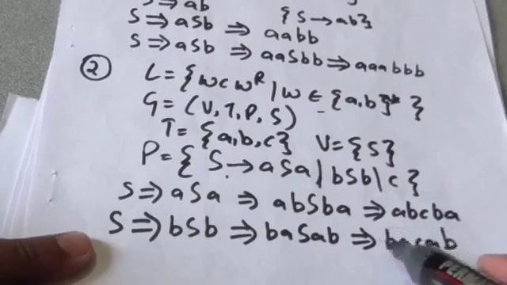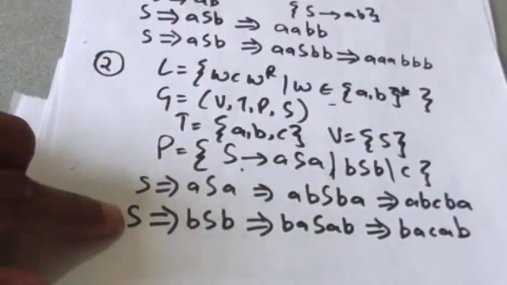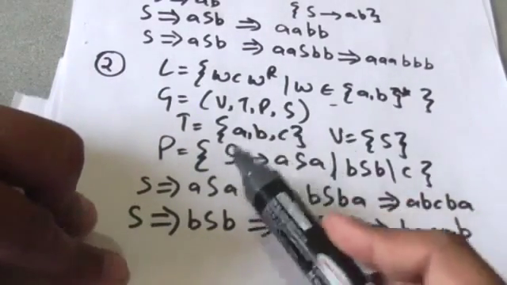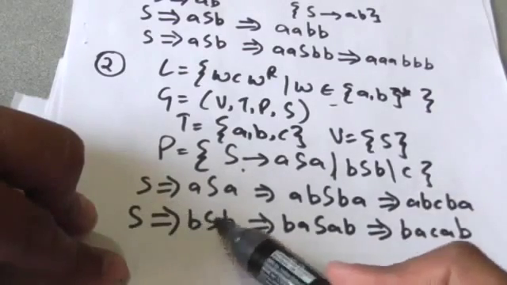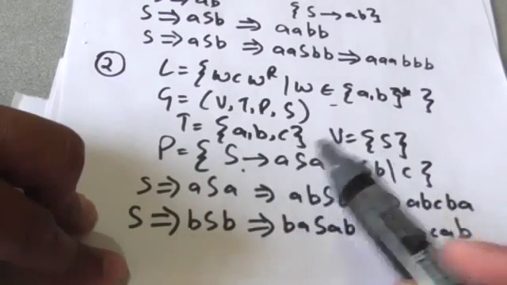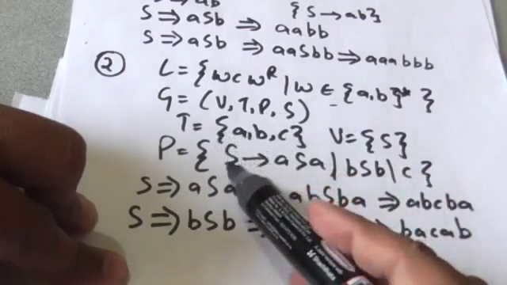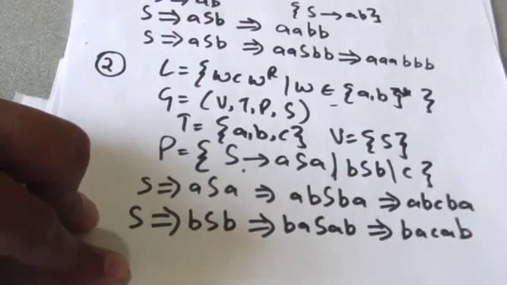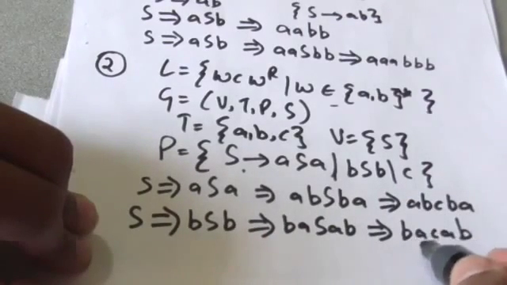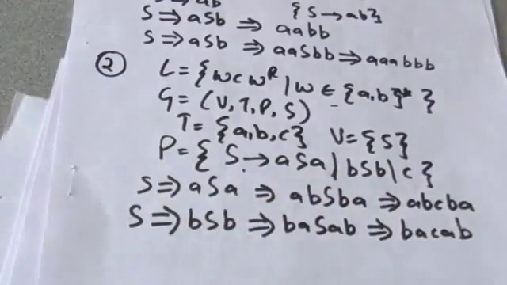Now let us see the derivation of this string. We start from S, the start symbol S. Here we have applied the production rule S derives B S B, so S is replaced by B S B. Now we have applied the production rule S derives A S A, so S is replaced by A S A. Now we have applied the production rule S derives C, so S is replaced by C. So in this way we have derived this string B A C A B from start symbol S by using production rules.